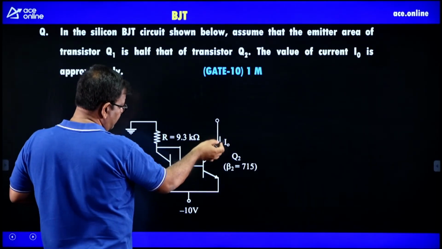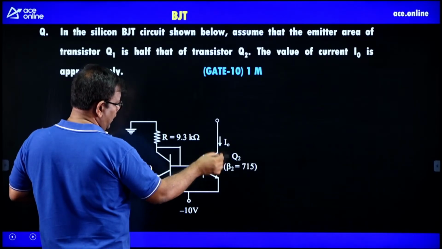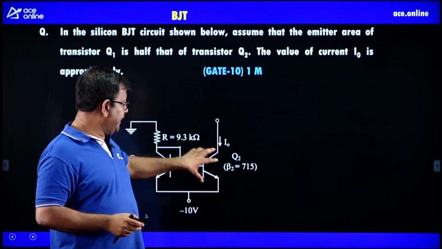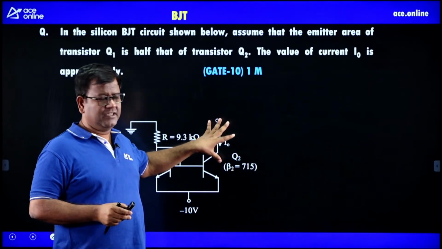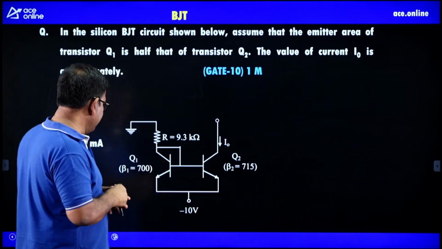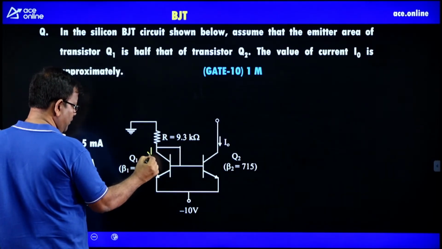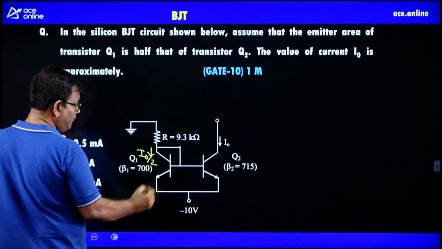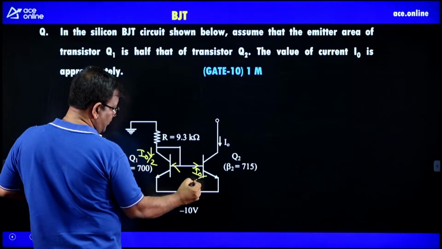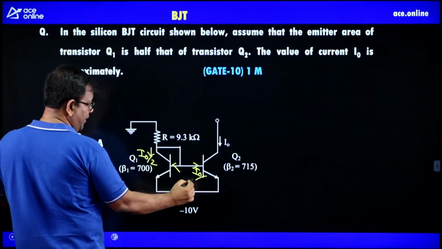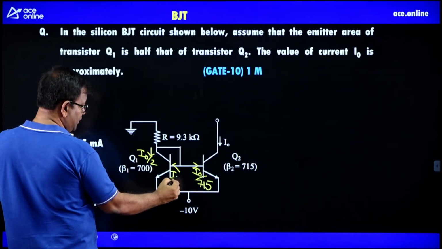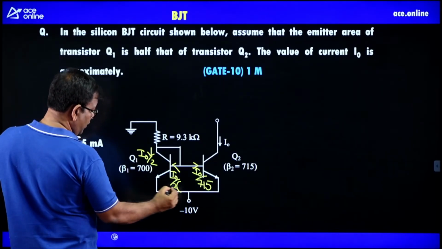See, this is I naught, and since this area is 2 times this, it is almost like 2 transistors in parallel. So when you have 2 transistors in parallel and you have I naught, a single transistor here is going to be I naught by 2. And what is this current and this current? The IB is going to be IC by beta, it is I naught by 715. So this is I naught by 2 into 700.